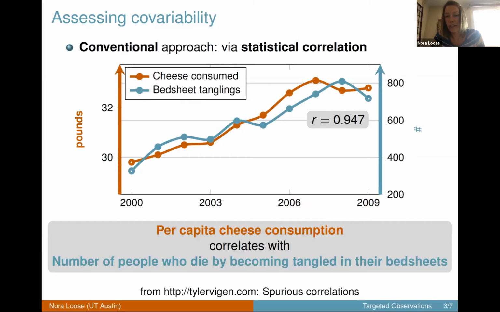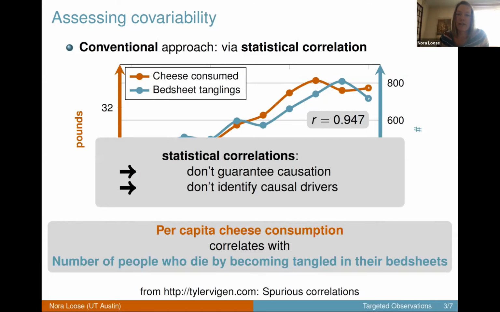The per capita cheese consumption in the US correlates with the number of people who die by becoming tangled in their bed sheets. So statistical correlations don't guarantee causation. And even if there was a causal relationship between cheese consumption and bedsheet tanglings, statistical correlations don't give us the causal driver.